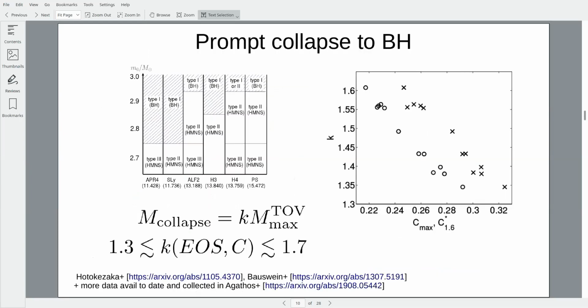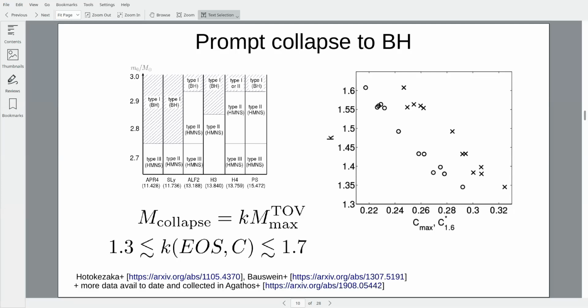So moving beyond merger, the first thing that one might want to know is if it's possible to predict in advance, from whatever inspiral parameters, if a binary will collapse immediately to a black hole. And there are many results in the literature. There are several approaches, and I'll just summarize some of those.